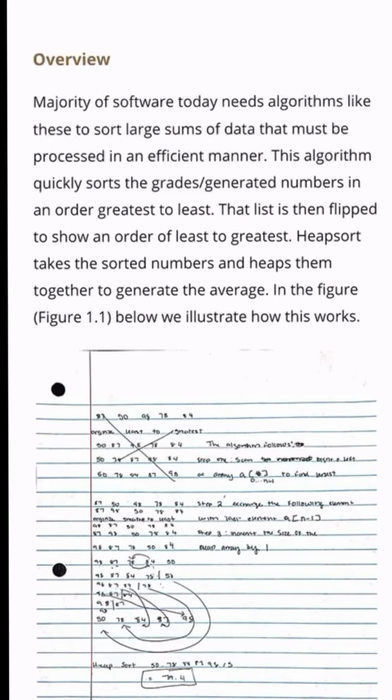Overview. Majority of software today needs algorithms like these to sort large sums of data that must be processed in an efficient manner. This algorithm quickly sorts the grades or generated numbers in order from greatest to least. That list is then flipped to show an order of least to greatest. Heapsort takes the sorted numbers and heaps them together to generate the average. In this figure below, we illustrate how this works.